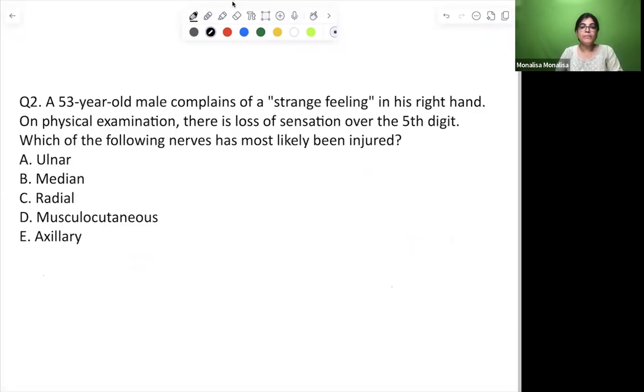A 53-year-old man complains of a strange feeling in the right hand. On physical examination, there is loss of sensation over the fifth digit. Which of the following nerves is most likely injured? The students are saying A, and A is the absolutely right answer.